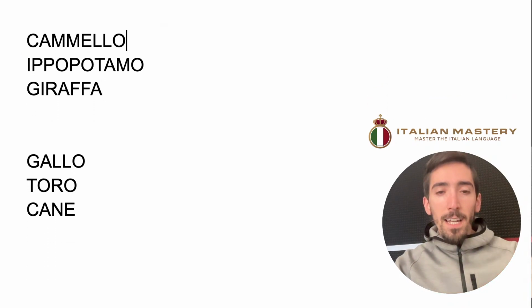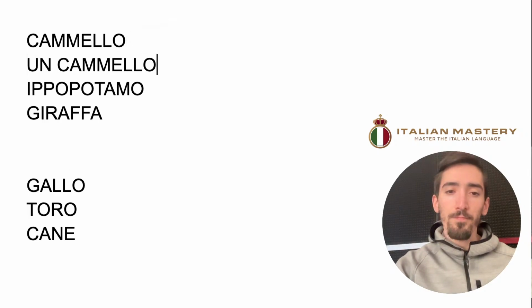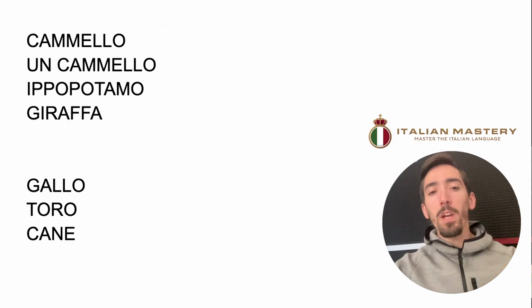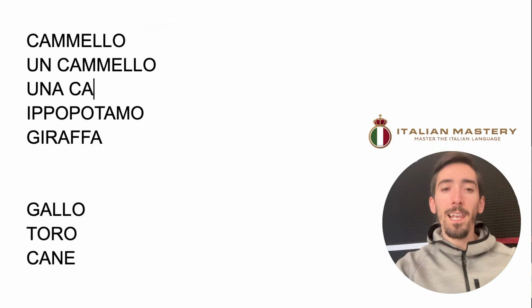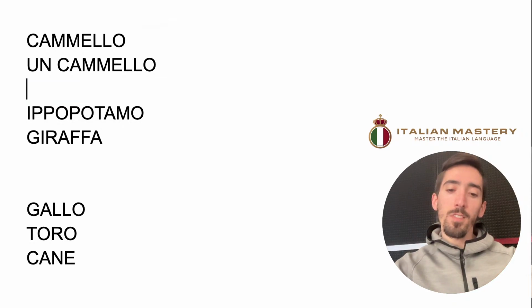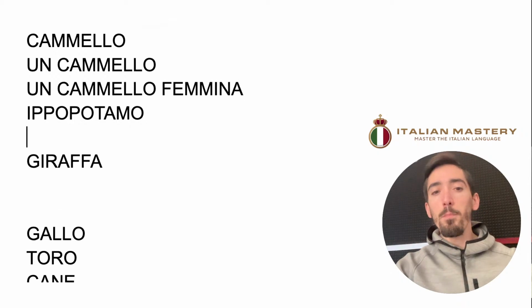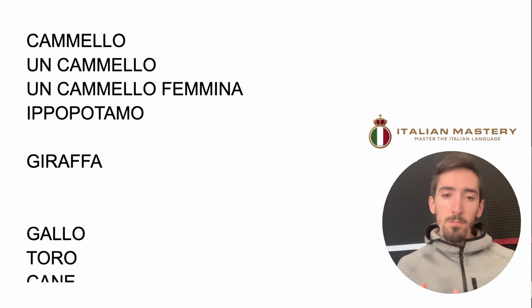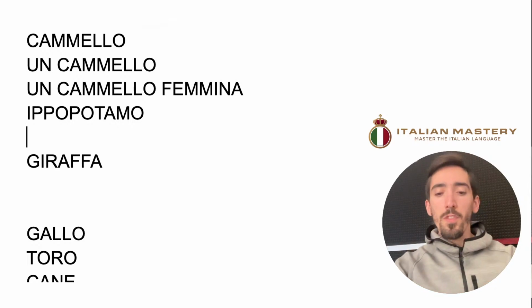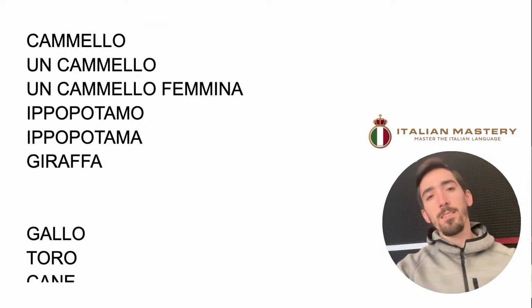Not true. So for example, camel, cammello, un cammello. It would be very weird to say una cammella in the feminine form. You could say un cammello femmina. The same for ippopotamo. Ippopotamo is a word. There is no such thing as ippopotama. Sounds quite funny actually. Ippopotama. That's not right.